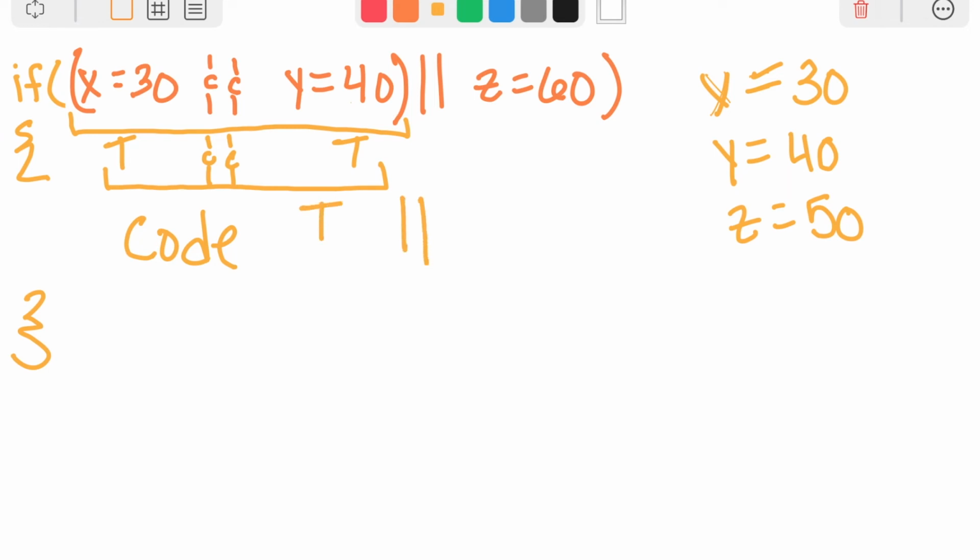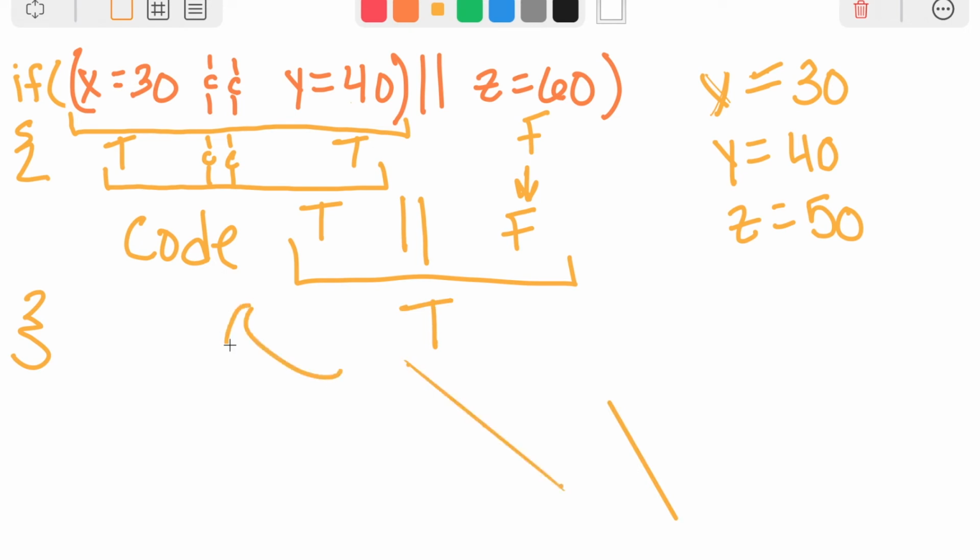Now let's bring this down. Now z equals 60, which is false. So we'll just bring false down. Now, true or false, remember, when we have or, it can all be true, or at least one has to be true. Well, one is true, the other one is false. So this statement is true, then you would do the code.